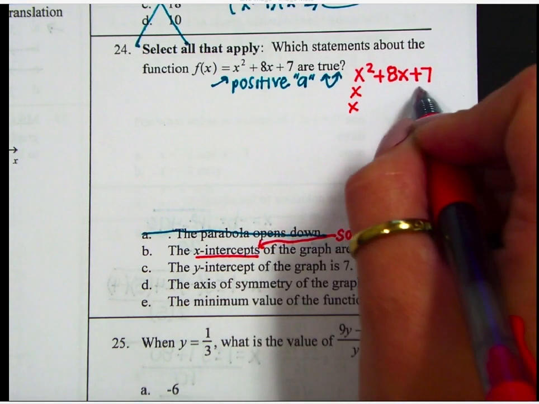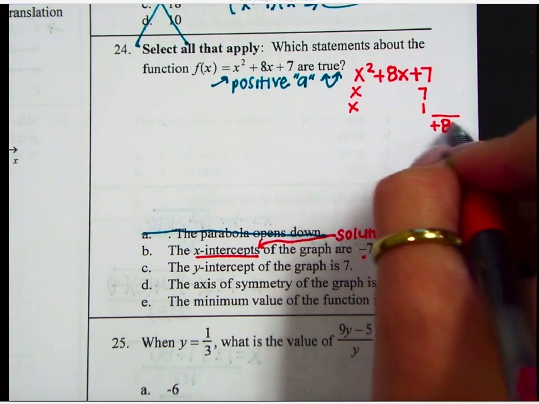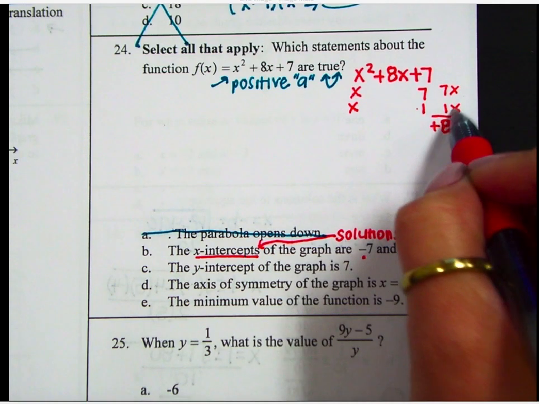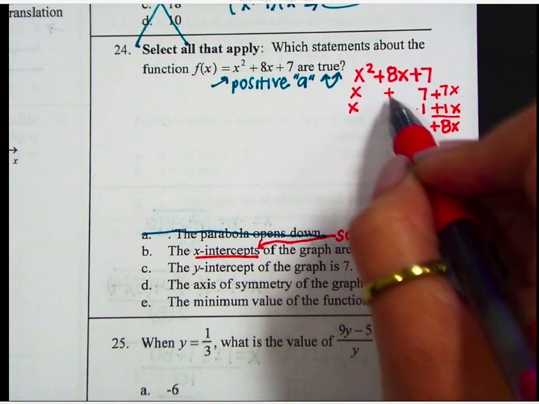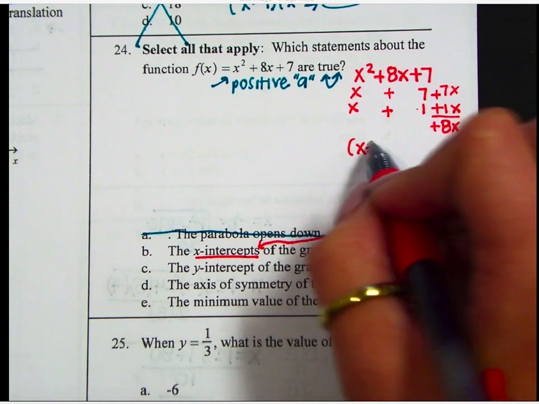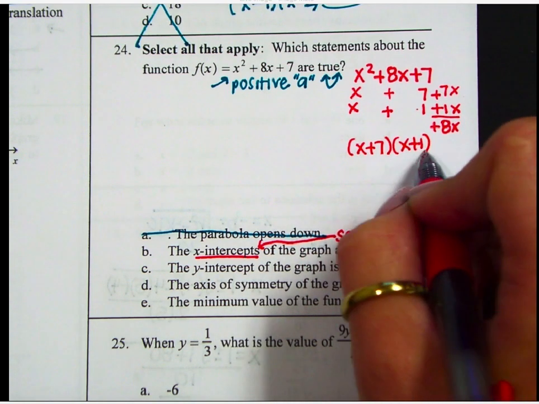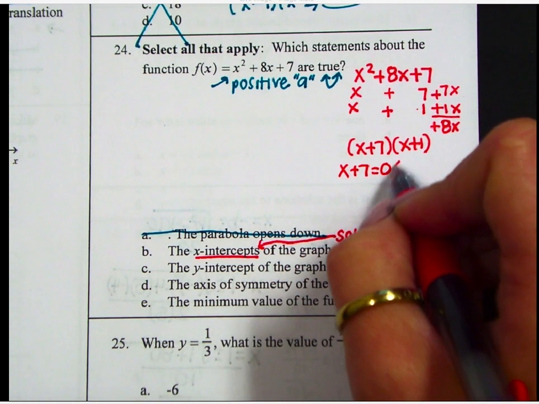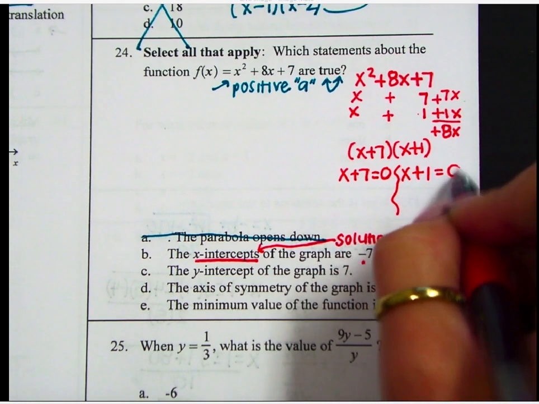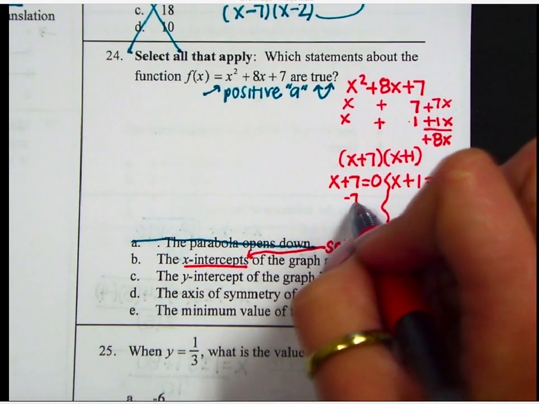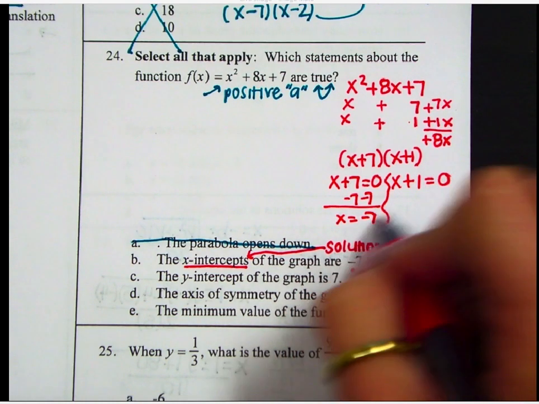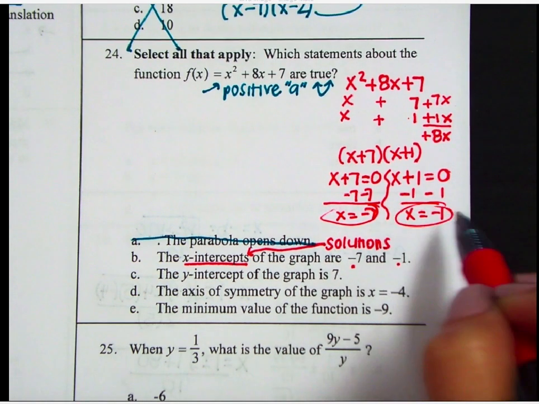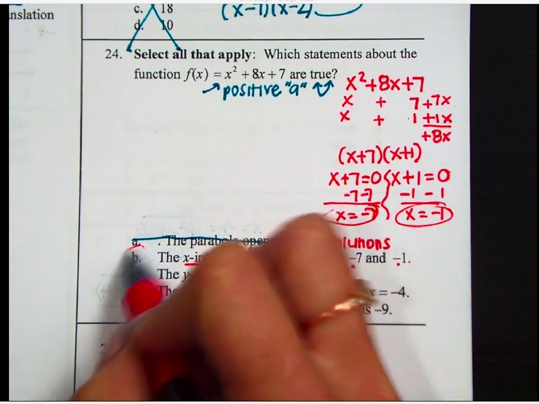x times x, and then 7 times 1 to add up to 8x. x times 7 is 7x. x times 1 is 1x. Both need to be positive. Carry over the positive. My factors are x plus 7 and x plus 1. If I want to know the solutions or the x-intercepts, I would set them equal to 0. Or again, some of you know, just take out the numbers and change the signs, but just so we're sure, we'll show the steps. So we do get that the x-intercepts are negative 7 and negative 1.